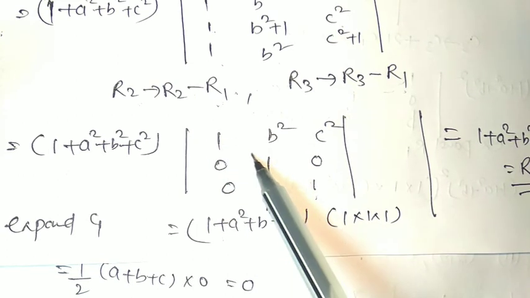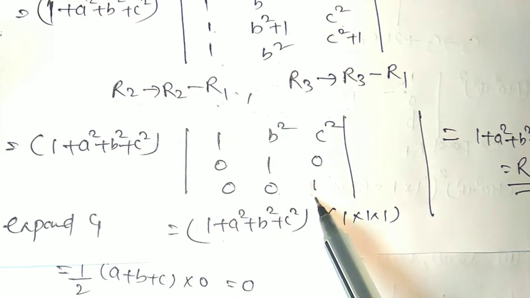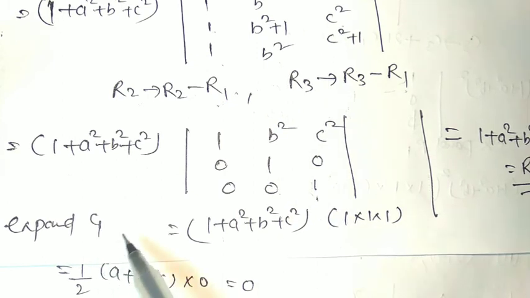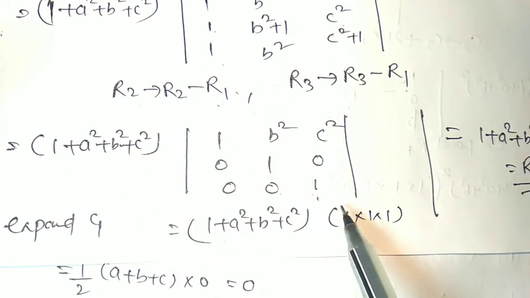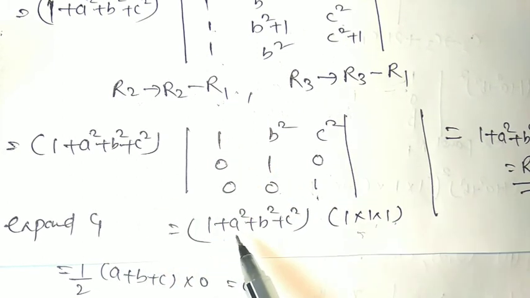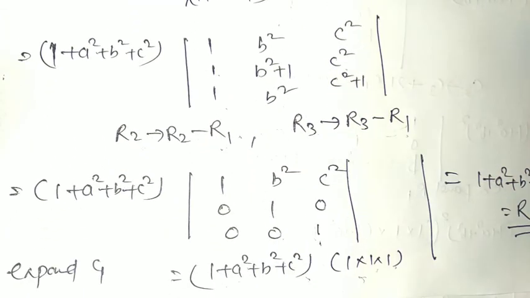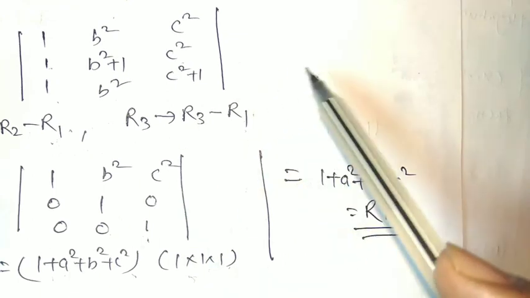Now we can multiply all the diagonal elements, or we can expand in terms of C1. We will get 1 into 1 into 1 into 1 plus a square plus b square plus c square, which is equal to our RHS.